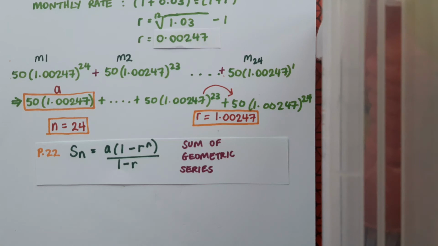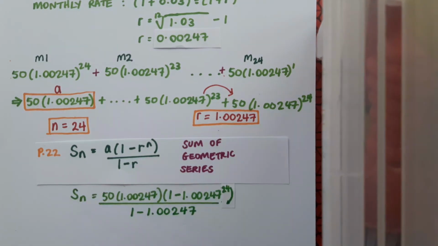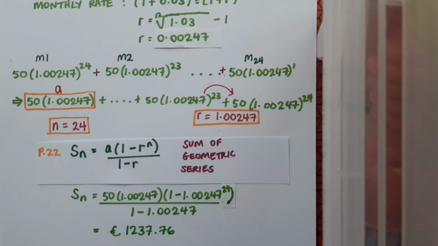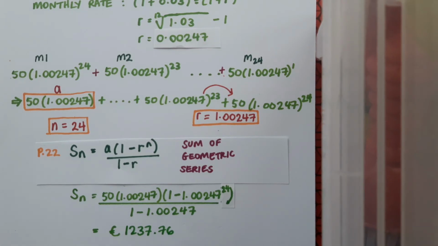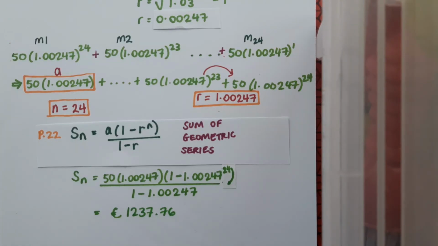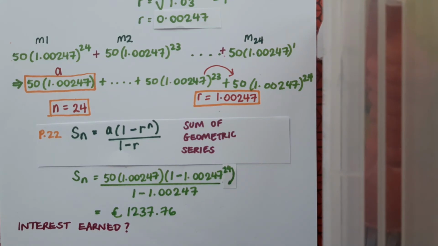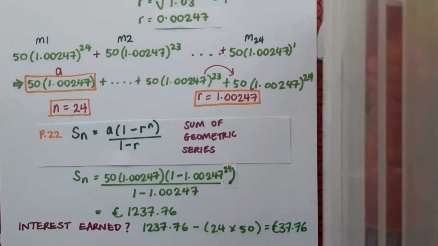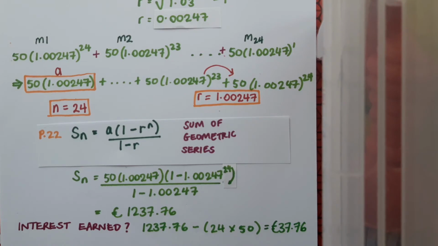Okay, so now it's time to fill into the formula. So here's my subbed-in calculation. So in this case, the final amount of the investment is $1,237.76. Take a second to work out the interest earned. And in this case, that's $37.76.